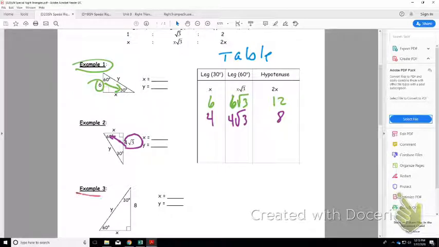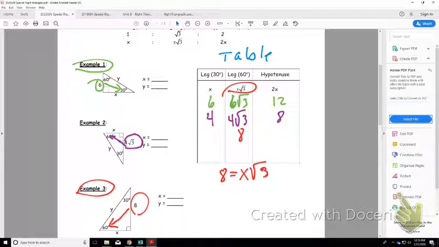Now, let's look at our third one. They gave us 8, so that side is again opposite of the 60, so it's going to go in the second column. Now, do you see a problem with this one? Yes. What are we going to have to do? We're going to have to solve for the x. So let's set it up. I have 8 is equal to x times the square root of 3.